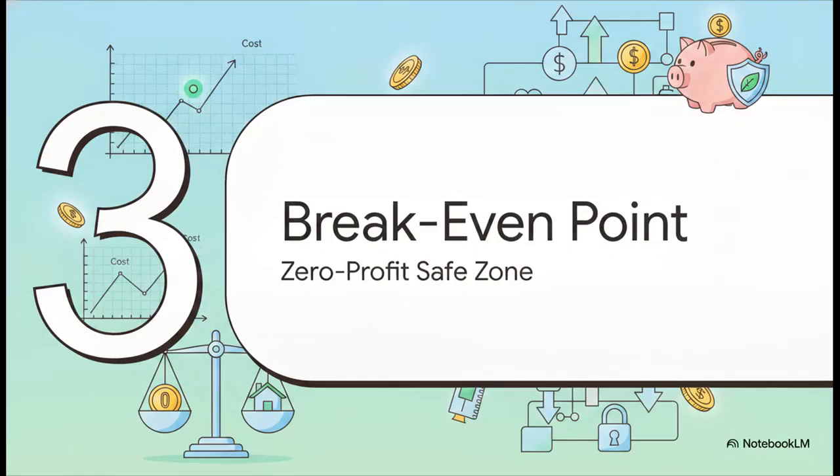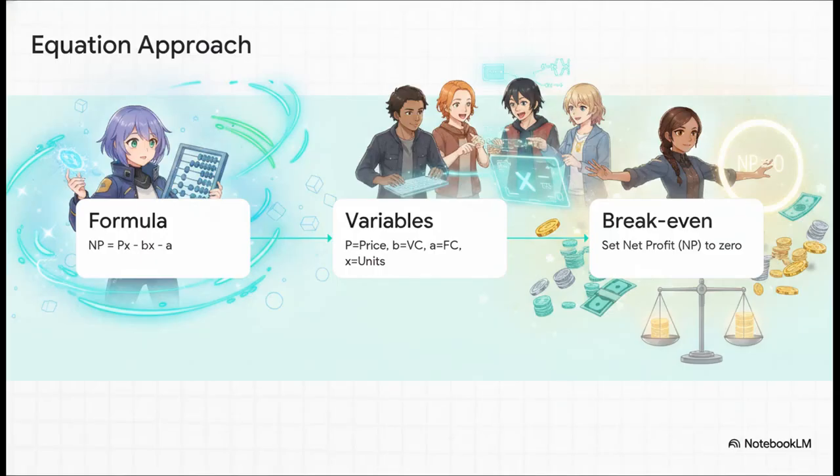All right, let's step into Section 3, finding the break-even point. This is what we call the zero-profit safe zone. To actually find that safe zone, we are going to introduce you to your new best friend, the mathematical approach. The formula is NP = PX - BX - A. Let's break down those cute little letters so it makes total sense. NP stands for your net profit. P is your selling price per unit. X is the magical number of units you need to sell. B is your variable cost per unit. And A, that's your total fixed cost.